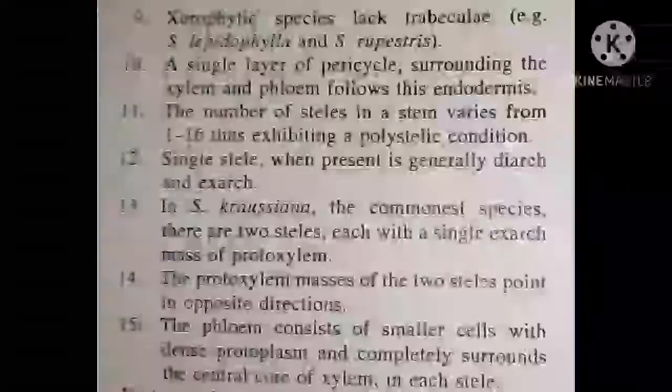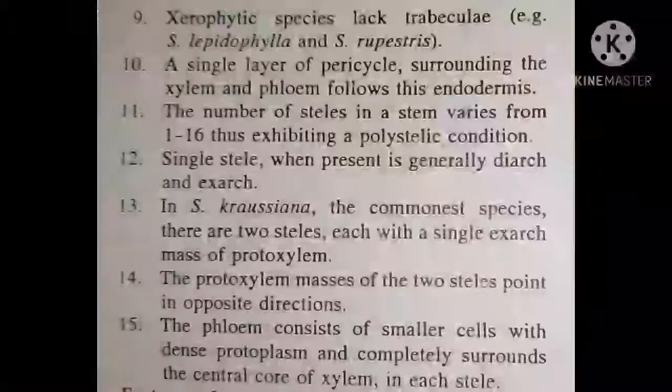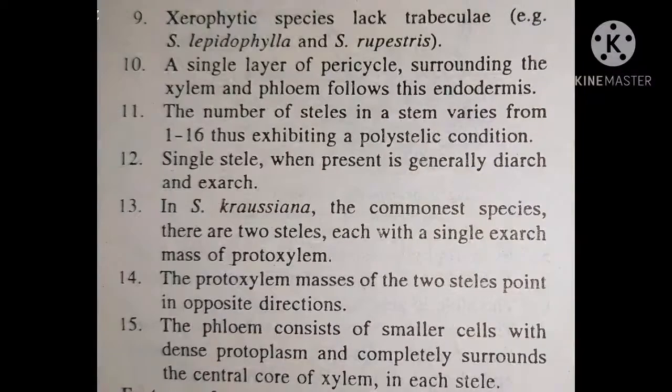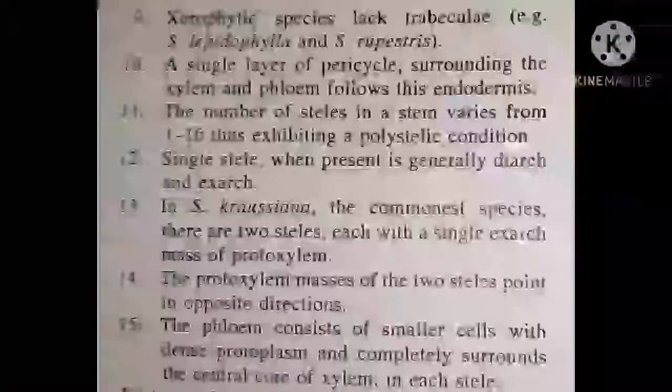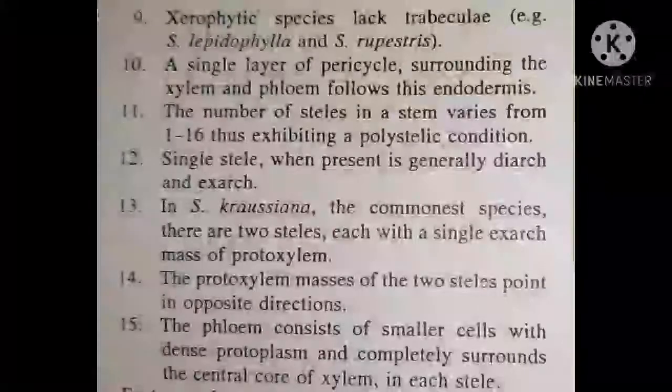The stele is in protostelic condition. The xylem is diarch, and it shows exarch condition. The xylem cells are at the center, and phloem cells are surrounding the xylem cells. In some species, more than one stele is present. In some Selaginella species you will see the presence of 2 steles.